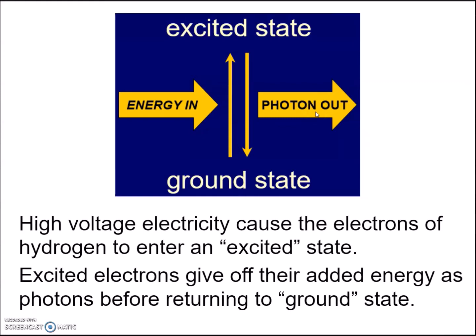Well, in Bohr's experiment, high voltage electricity caused the electrons of hydrogen to enter an excited state. The excited electrons then gave off their added energy as photons with specific wavelengths. In the case of hydrogen, it was 410 nanometers, 434, 486, and 656 nanometers.